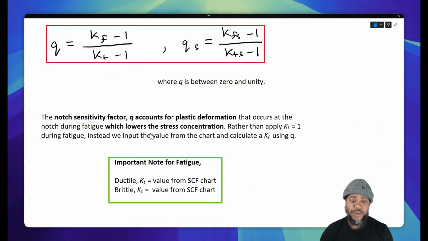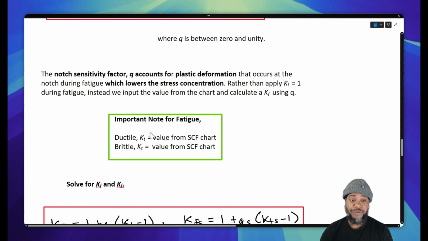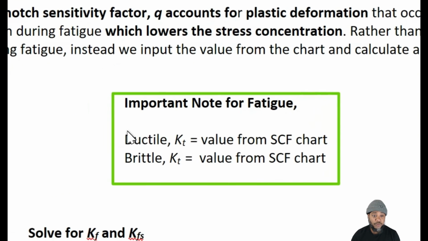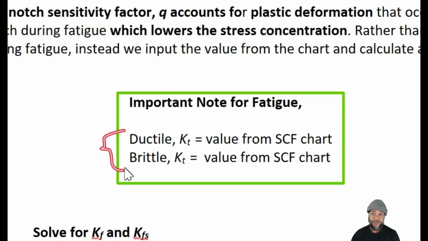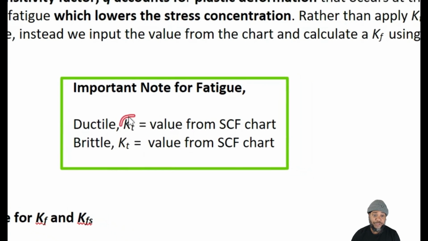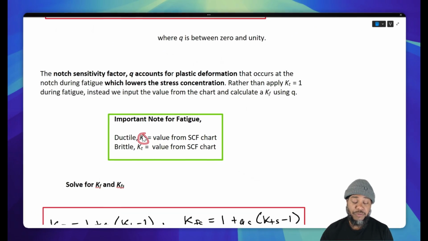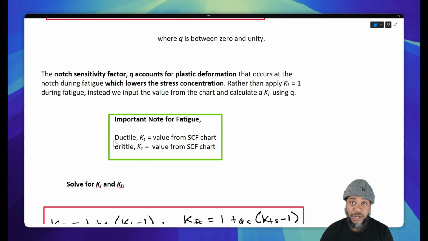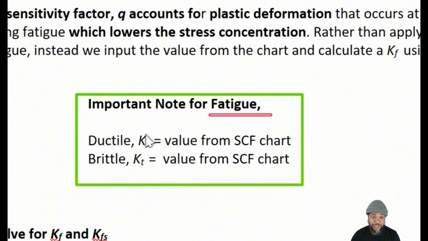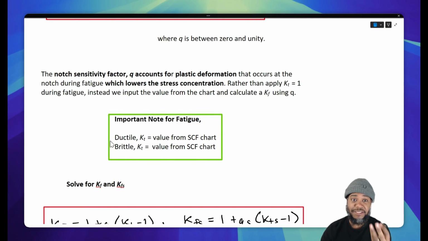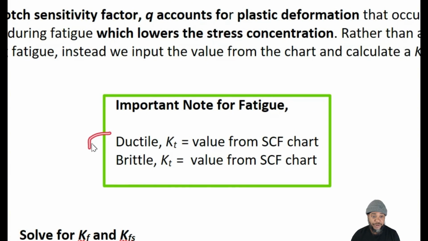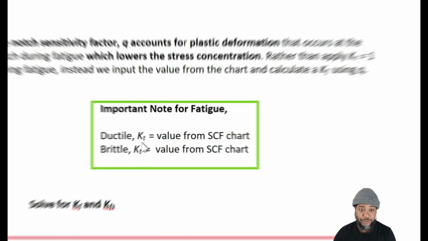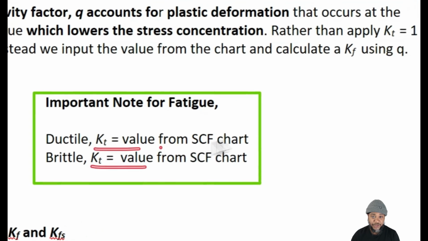Now, a very important thing to note during fatigue is that both ductile and brittle materials are going to be evaluated with a Kt parameter. With static conditions, if we have a ductile material, we set Kt equal to 1. But for fatigue conditions, because we have that notch sensitivity parameter, we are going to find the Kt for the material, no matter if it's ductile or brittle.